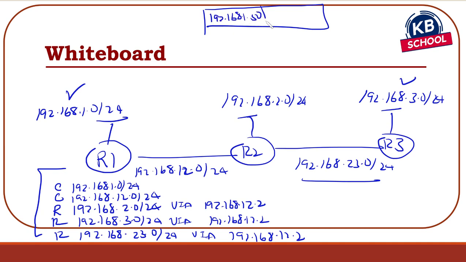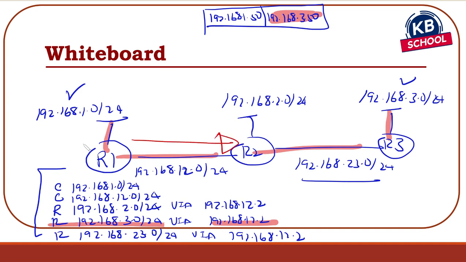Let's say 1.50 going towards 3.50. So the packet is moving from this guy to that guy. The functionality of the router is to take a look at the layer 3 header, see that 3.50 is reachable via this guy, and forward the packet to the next hop. Okay, that's the functionality of a router.